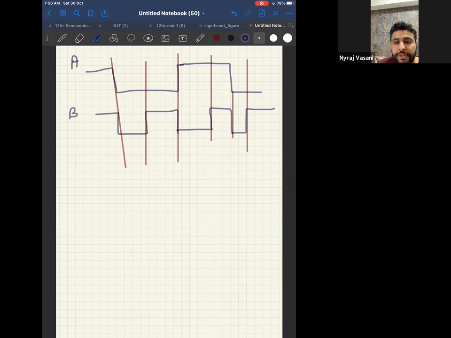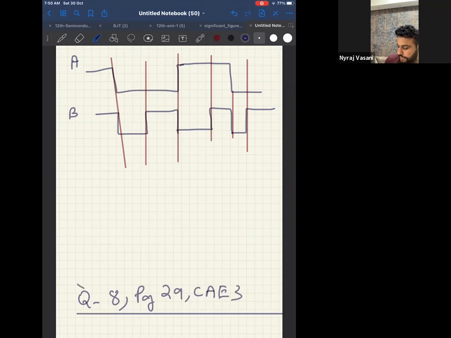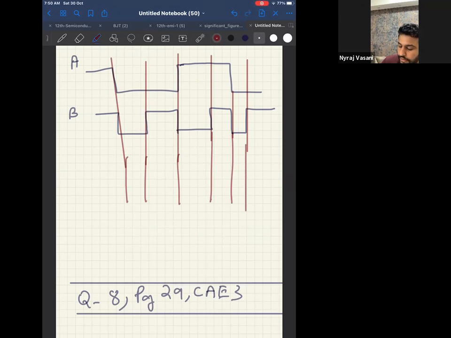Now, instead of giving you 0, 0, 0, 1, 1, 0, they are giving you a waveform. Okay, this is question number 8, page 29, concept application exercise 3. This is the question. Now, they are saying that this graph is fed to a NAND gate. What will be the graph of the output?